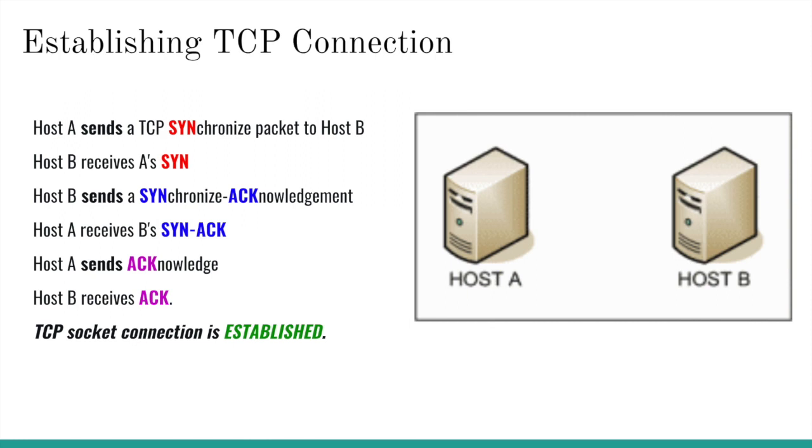The first part of the handshake is establishing a TCP connection. Host A sends a TCP synchronized packet to host B. Host B receives A's synchronized packet. Host B sends a synchronized acknowledgement. Host A receives B's synchronized acknowledgement. Host A sends acknowledge. Host B receives acknowledge. And finally, the TCP socket connection is established.